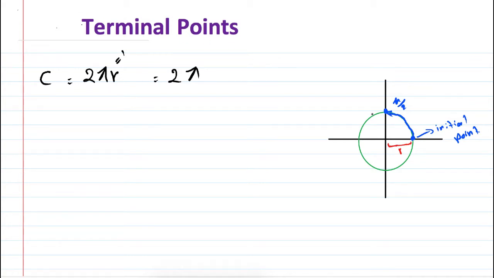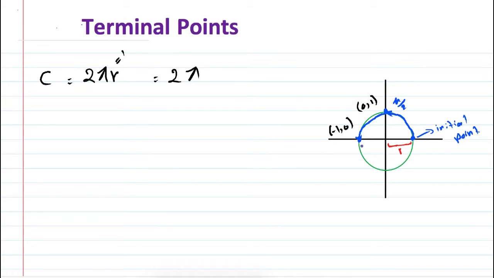So the terminal point is x equaling 0 and y equaling 1. Okay, so what happens if I travel more than that? I come right here. I have a terminal point right here. Well, this is x equaling -1 and y equaling 0. So this is -1 and 0.